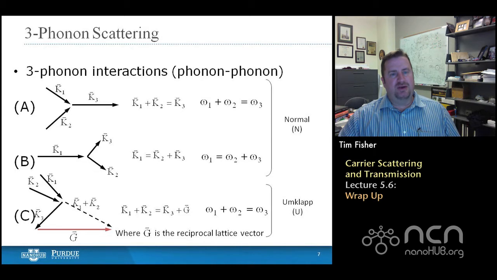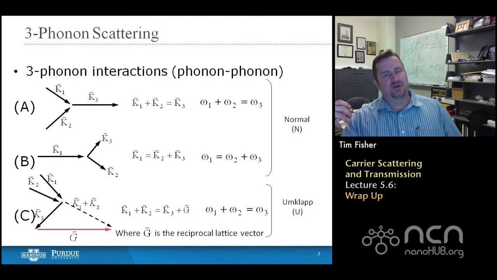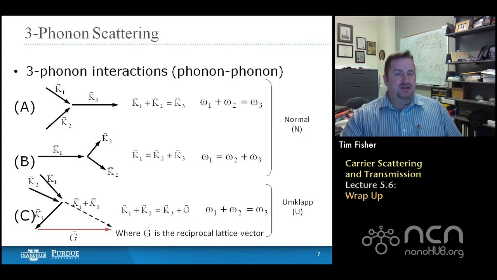So then we talked about three phonon scattering processes. We had different types, and there are a couple of different types that we classify as normal, which means that the momentum and the energy are conserved. In all of these scattering events, energy needs to be conserved. But for normal processes, momentum is conserved, and because of that, there's no impedance or resistance to heat flow.